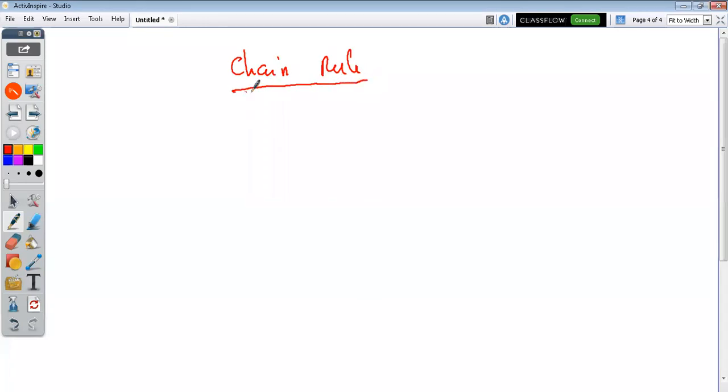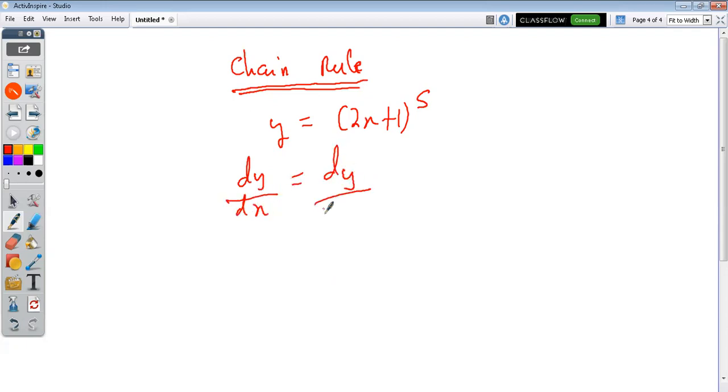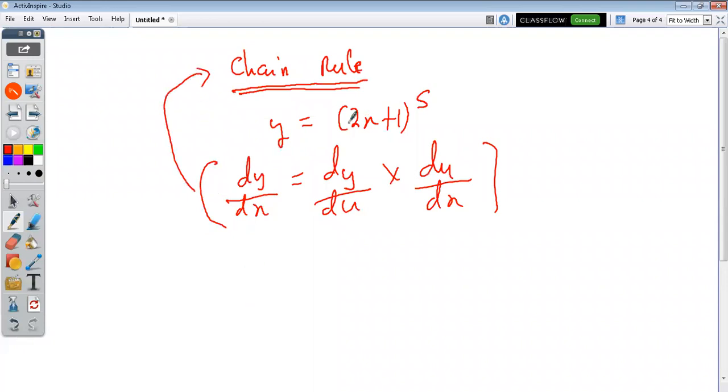I'll show you the long way, then I'll show you the short way. So, for example, if I have y is equal to (2x plus 1) to the power of 5. Now, if I want to differentiate this, I can use chain rule. Chain rule, basically, I can write it like this. It's there in your book. dy over dx is equal to dy over du multiplied by du over dx. That's your chain rule, your general formula. So what I do is, what's in the bracket here, I can say let u be equal to 2x plus 1. Are we together?